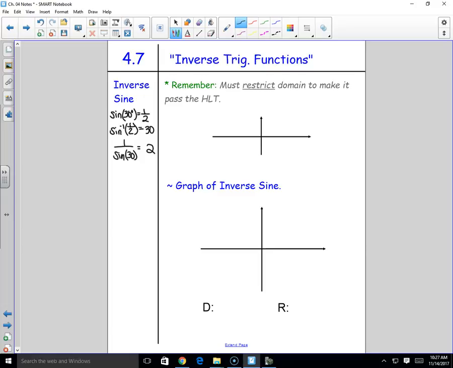But why am I talking about this? Whenever you see a -1, what do you normally think of doing? X to the -1 is 1 over x. Totally true. X to the -1 is 1 over x. X to the -1 is the reciprocal of x. Sine to the -1 is not. So what's the other use that we've seen of -1 this year?